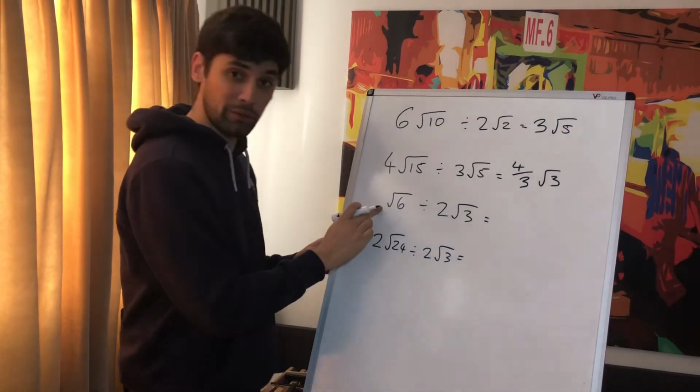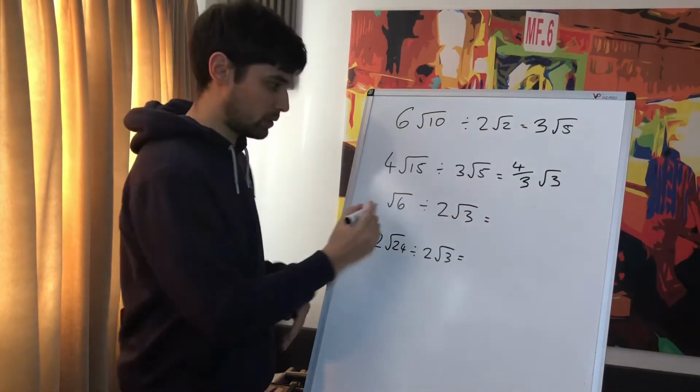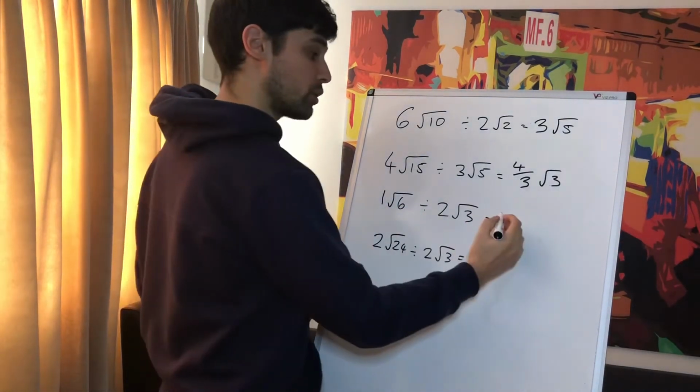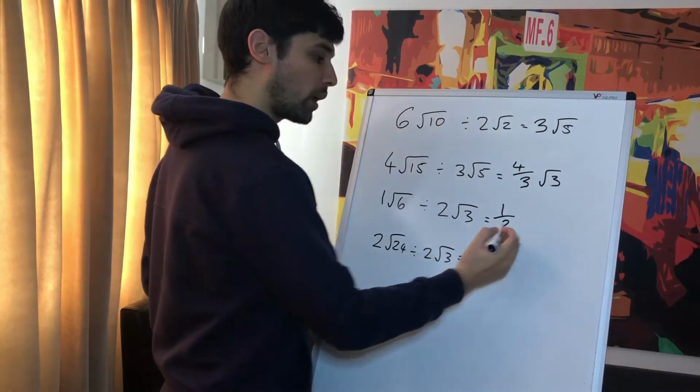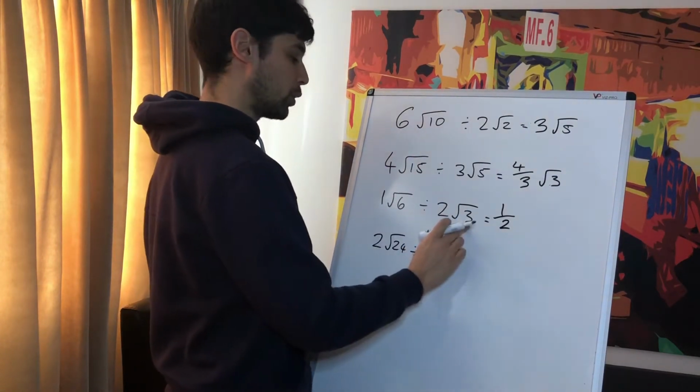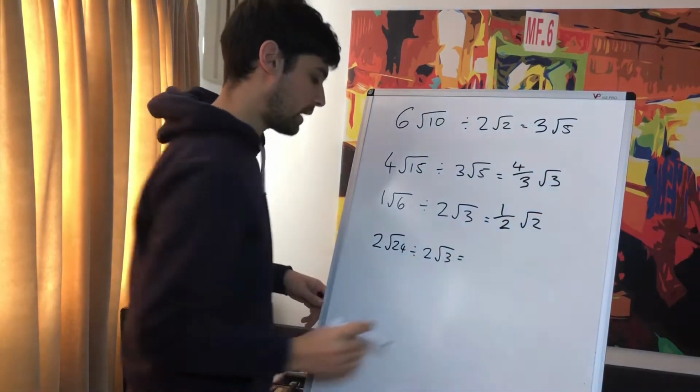There's no number in front of here, which means technically it's a 1. It's effectively 1 root 6. 1 divided by 2. Again, don't be afraid of fractions. 1 over 2 is literally 1 divided by 2. Root 6 divided by root 3. That's going to be a root 2 right there.